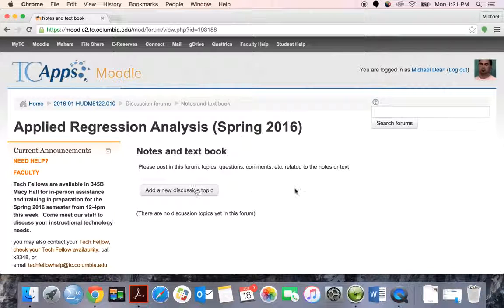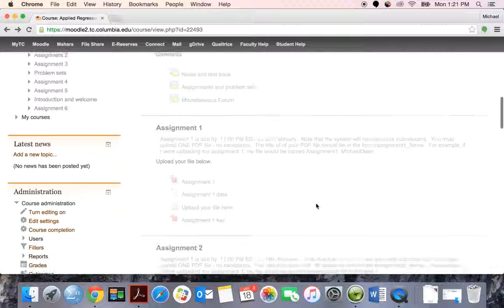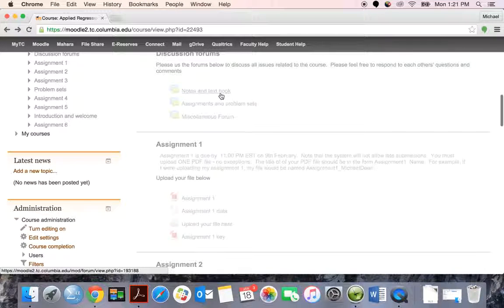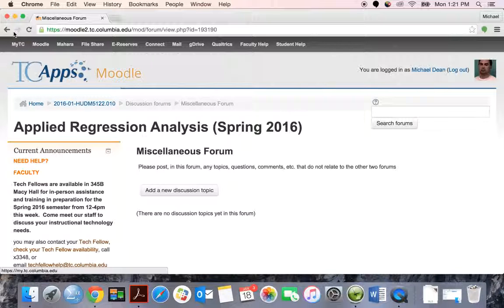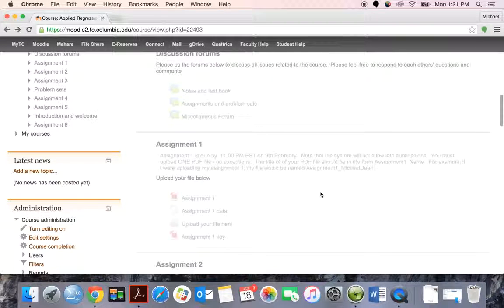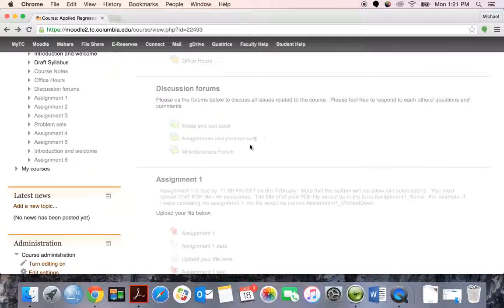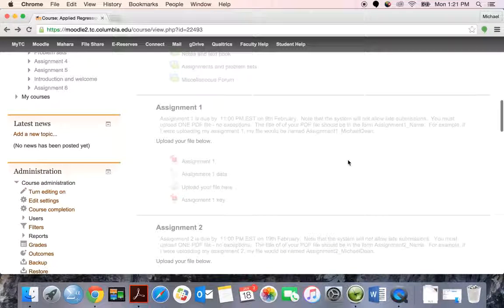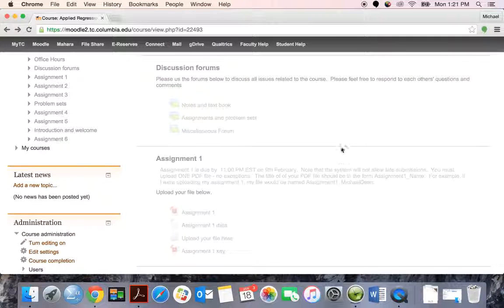You can add a topic. There'll be some topics here already when the course begins. But if you have questions about the notes or the textbook, obviously put them here. Assignments and problem sets, put them here. And then miscellaneous, and within miscellaneous, we'll have a discussion topic on SPSS as well with some resources. So these are very important. Please use them, and please don't ask course-related questions in emails. Only ask personal questions in emails, and I don't expect you to have too many personal questions, but please don't ask the content questions by email. Please come to the discussion forums.